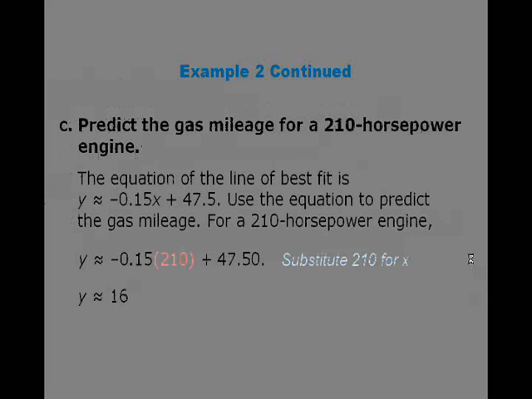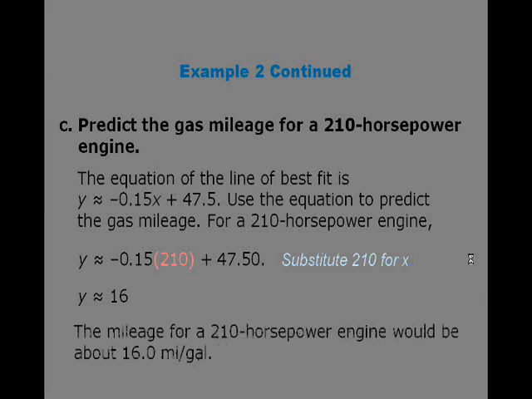Finally, let's predict what the gas mileage would be for a 210 horsepower engine. Because horsepower is our independent variable, we should substitute 210 for X. This leads us to an output value of 16. Therefore, the mileage for a 210 horsepower engine is about 16 miles per gallon.